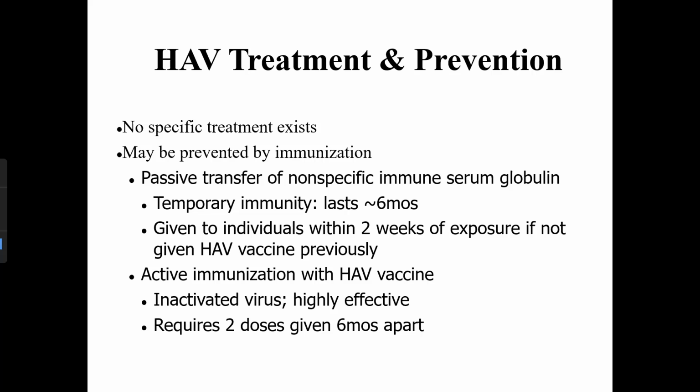So passive transfer of nonspecific immune serum globulin gives temporary immunity that lasts about 6 months, given to individuals within 2 weeks of exposure, if not given HAV vaccine previously. Active immunization with HAV vaccine, inactivated virus, is highly effective. It does require 2 doses that are given 6 months apart.